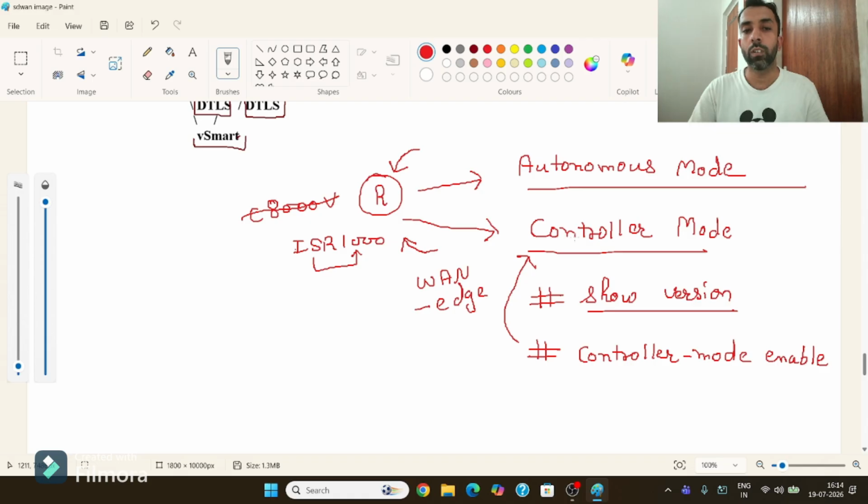In controller mode. It is also possible that if you change the mode for that particular router, your configuration can be lost. That means the configuration which you did in the autonomous mode can be lost.